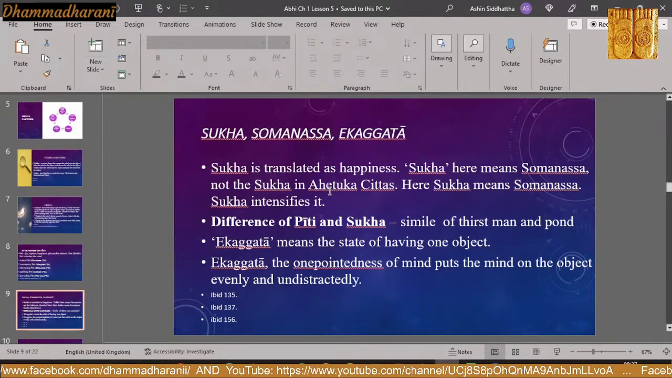Now you have learned that sukha is happiness. Piti is also like joy, rapture. Some scholars translated it as happiness. Now you may have a question: what is the difference between piti and sukha? There is a simile given in the commentary.